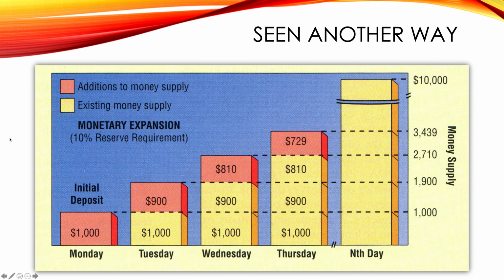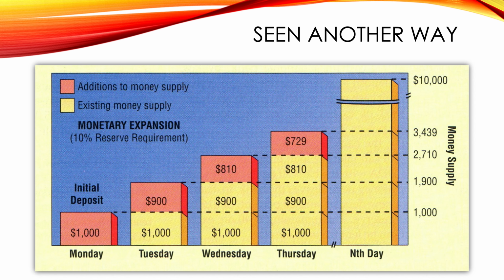If we go through that, these are the numbers you guys just saw, eventually the money supply from that original $1,000 will become $10,000 if we were to do all the math and go through every single round all the way to the nth day, right? It's too many even to count. So that's how this whole process works.